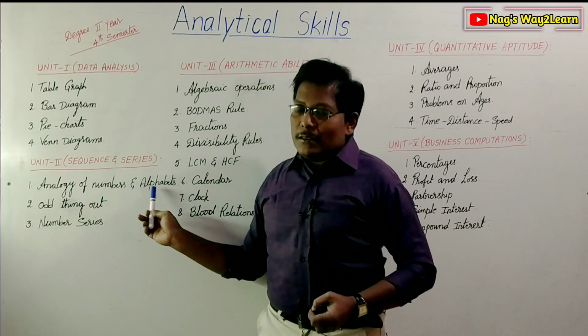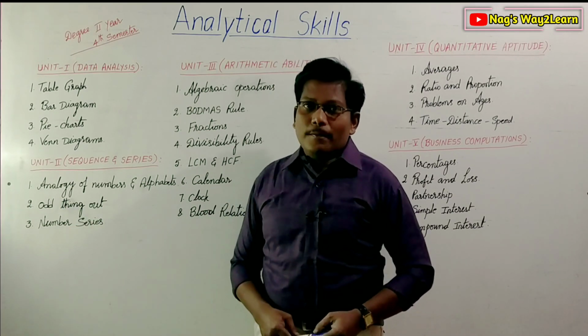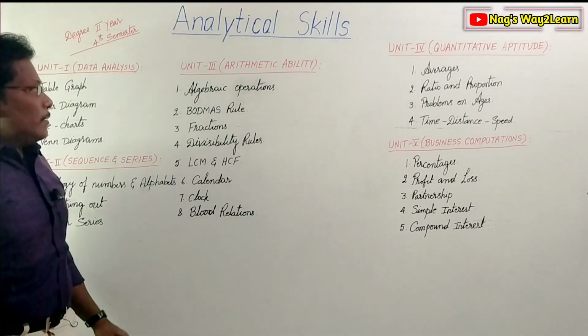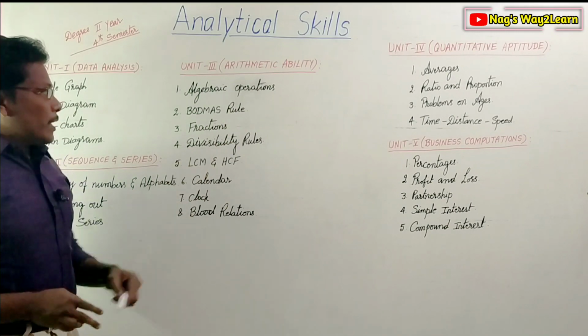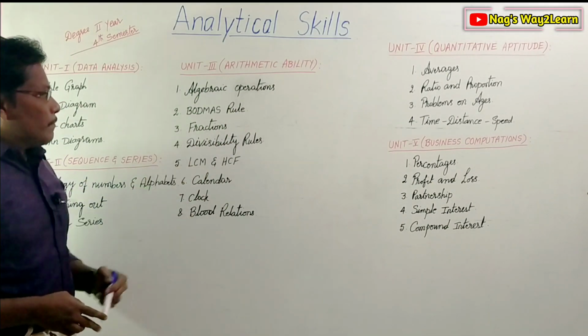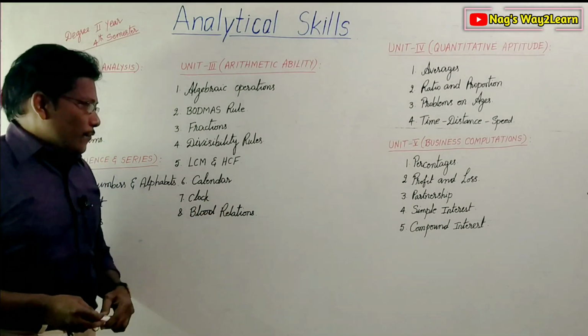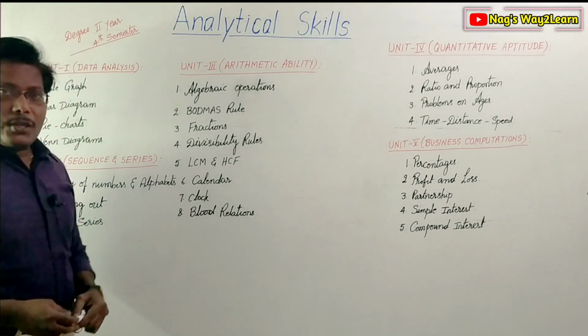And unit 2 is about sequence and series, and 3 topics are given here: analogy of numbers and alphabets, odd thing out and number series. And unit 3 is about arithmetic ability, and 8 topics are given here: algebraic operations, BODMAS rule, fractions, divisibility rules, LCM and HCF, calendar problems, clock problems, and blood relations.